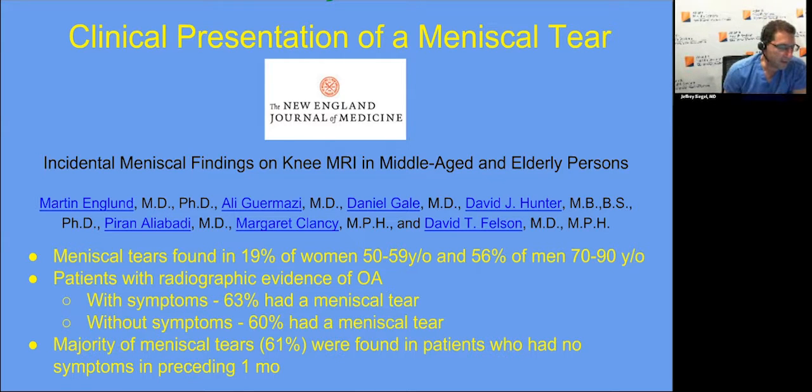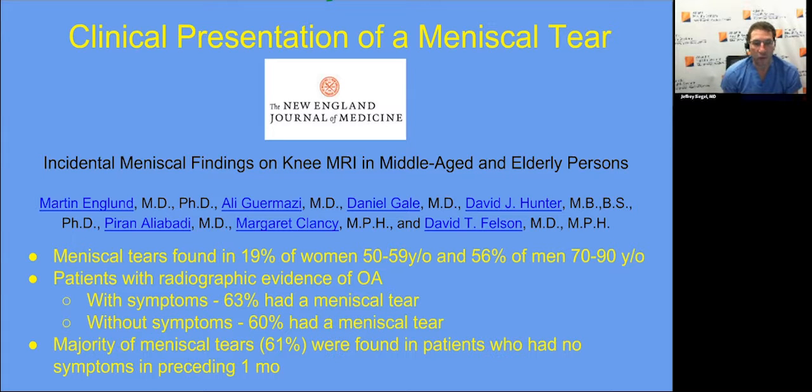Another study looking at the general prevalence of meniscal tears was done in New England Journal of Medicine in 2008. This was a Framingham study, different than the Framingham study most of you are probably familiar with. And what they did in this study was they randomly selected nearly 1,000 patients from a database, and they sent them for an MRI of the right knee. So some of the patients had symptoms in their right knee, coincidentally, and many did not. And what their data panned out was that nearly 20% of women in their 50s had meniscal tears. Men between 70 and 90, over half of them had meniscal tears.